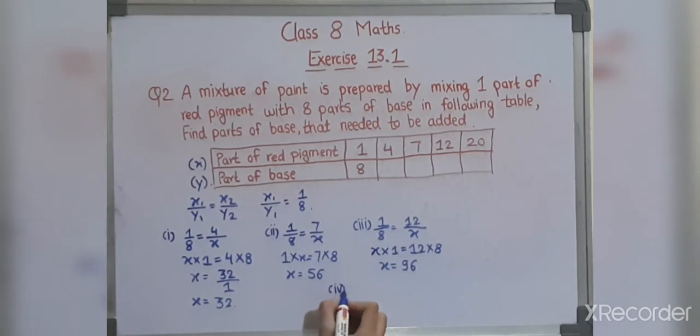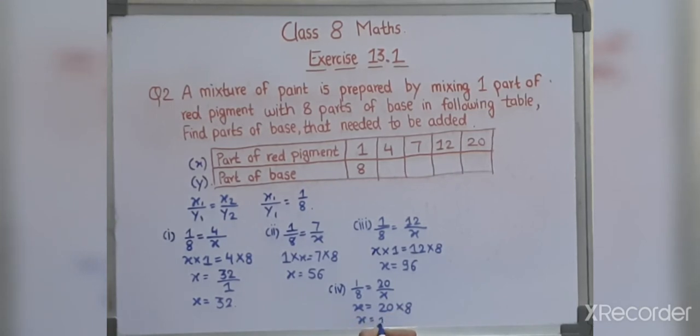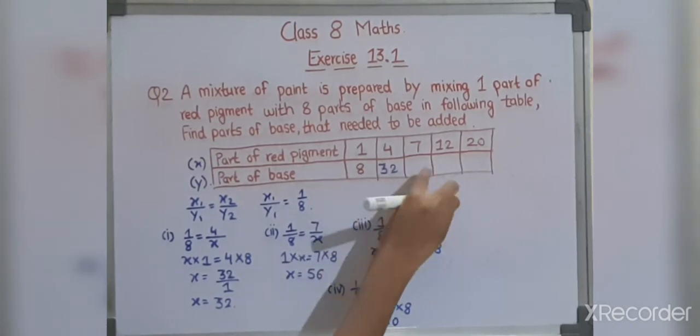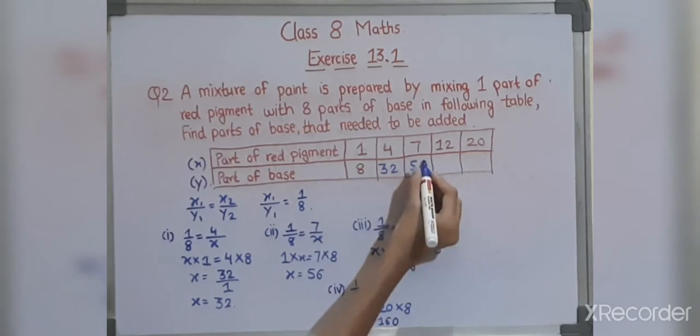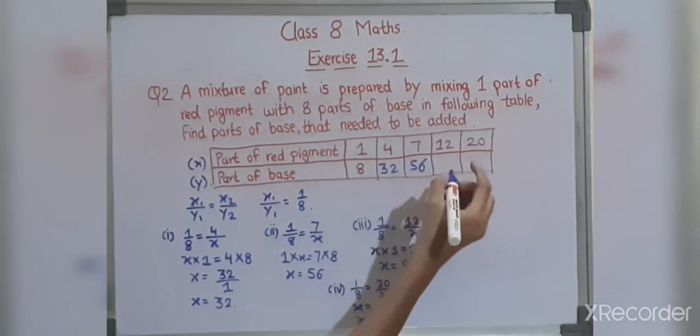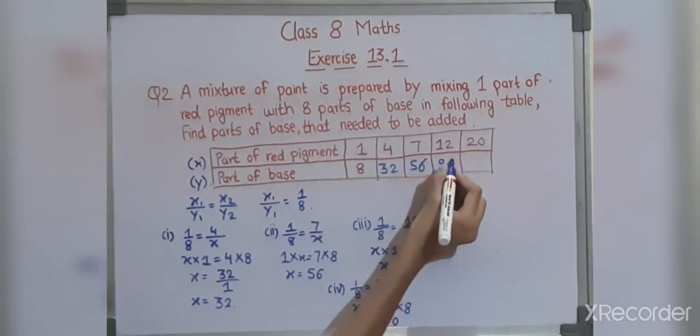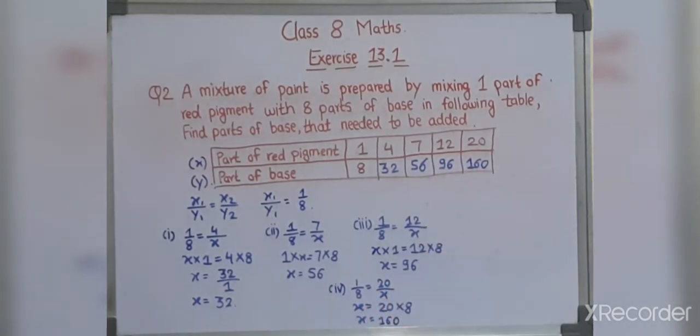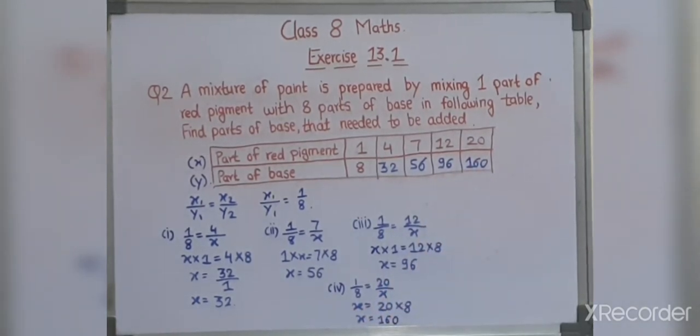Number 4, 1 upon 8 is equal to 20 upon x. X is equal to 20 into 8, which is equal to 160. So here in the first one, part of base required is 32. In the second one, part of base required is 56. In the third one, part of base required is 96. And in the fourth one, part of base required is 160. Hope you understand this. Now let's move on to the next question.